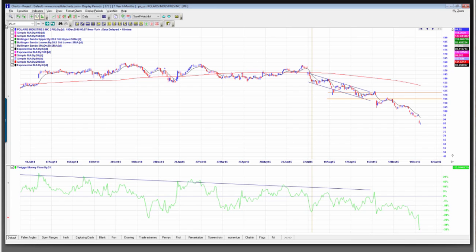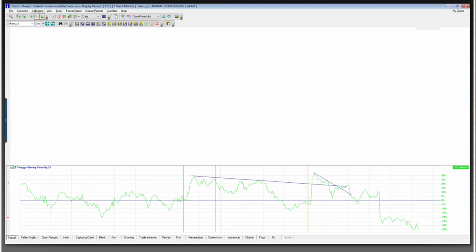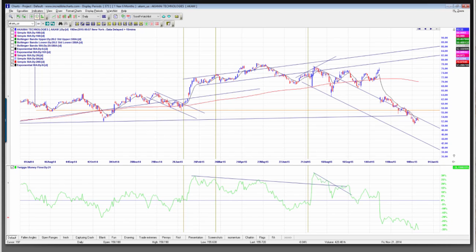So there was one of them. Akamai, I think is AKAM, was another one. Massive insider selling. Big problems with its P/E ratio. This was an alert from when it was up at $76, and we'd alerted a target of 56 on Akamai and bought the puts on this one as well. Plummeted.